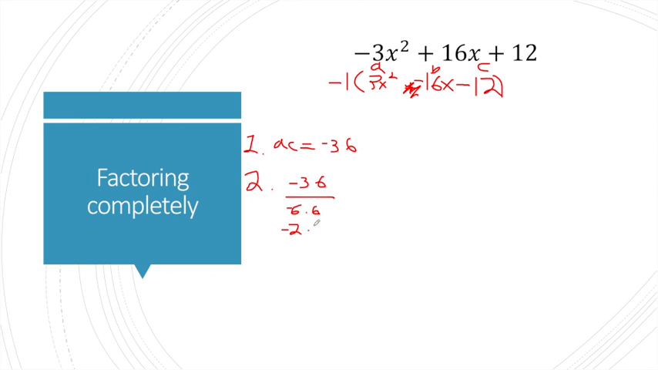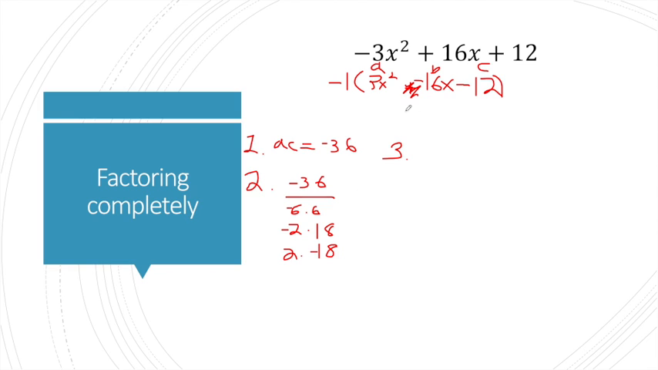So I could have negative 2 times 18. Negative 2 plus 18 is a positive 16. Okay, we're close. I need this b to be negative. So I'm going to go ahead and have a positive 2 times a negative 18. That adds up to negative 16.